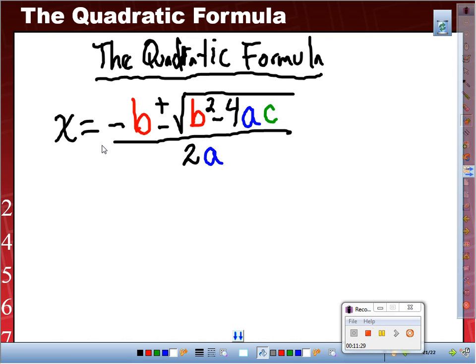The quadratic formula is x equals minus b plus minus square root b squared minus 4ac over 2a. X equals minus b plus minus square root b squared minus 4ac over 2a.